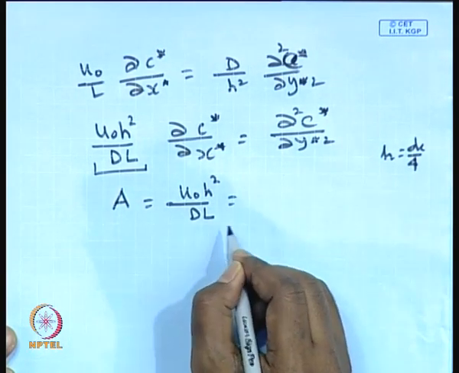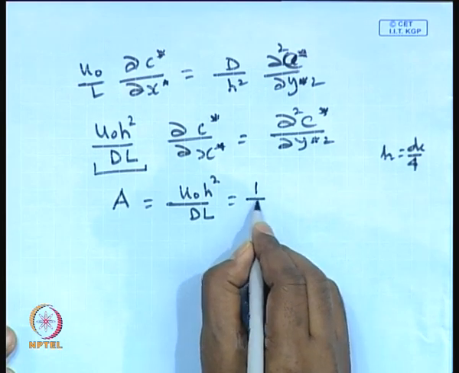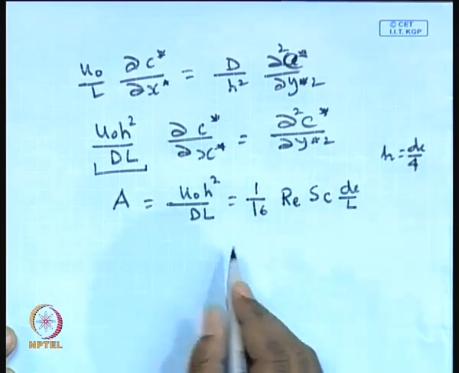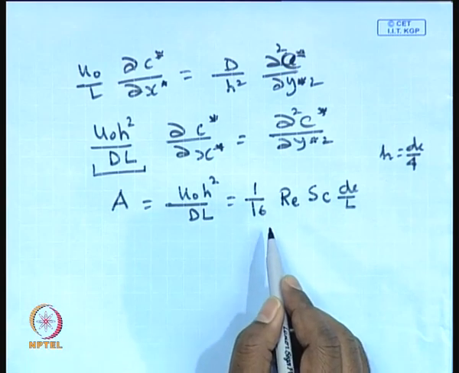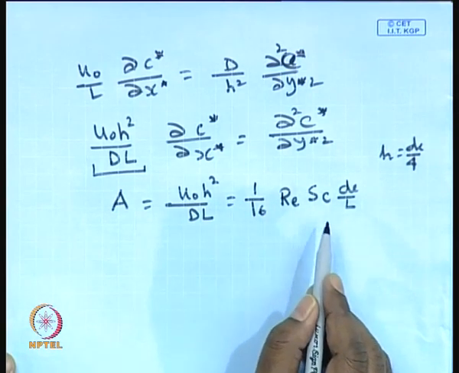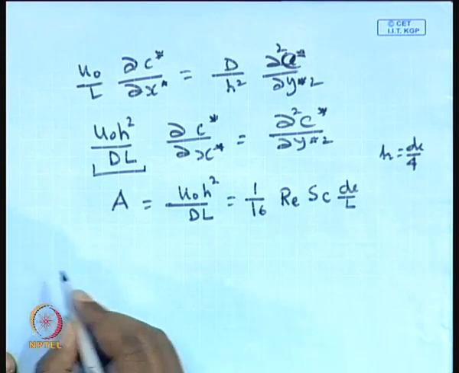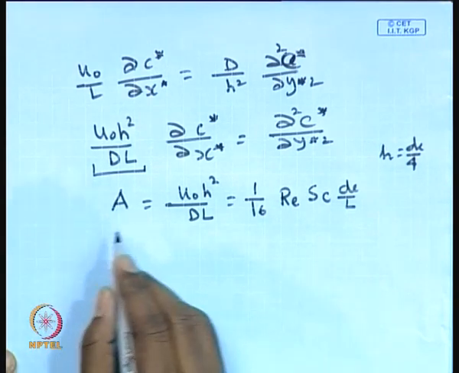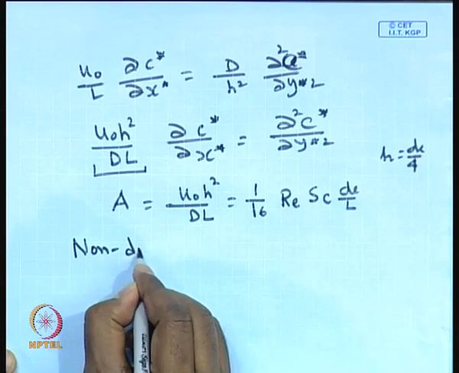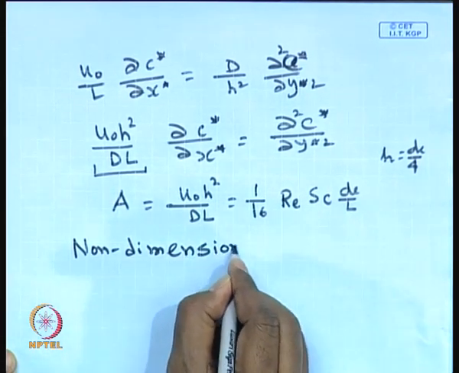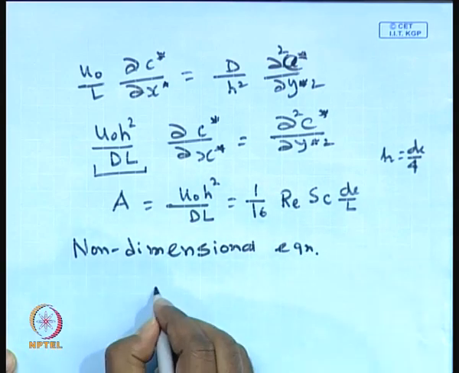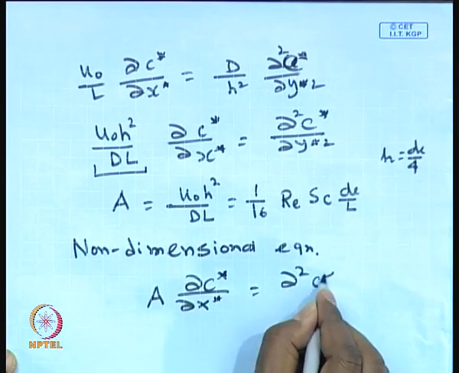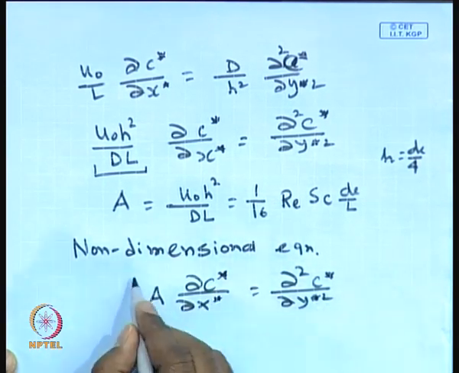So, it will become 1 by 16 Reynolds Schmidt d by l. Okay. So, A becomes really a non dimensional parameter, and it is defined as 1 by 16 Reynolds Schmidt d by l. So, therefore, let us write down the non dimensional equation and non dimensional boundary conditions. Non dimensional equation becomes A del c star del x star is equal to del square c star del y star square.